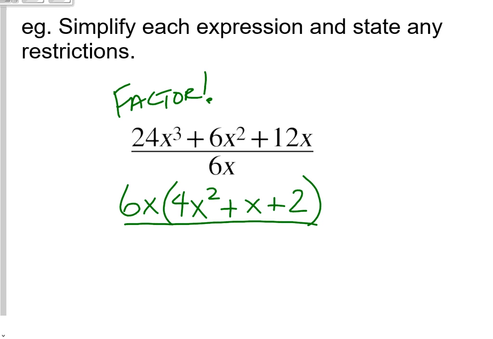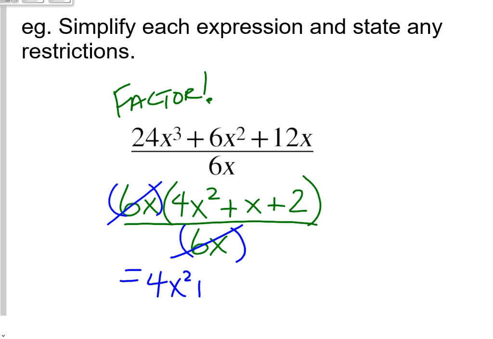And then in the bottom, I have 6x. And now I have a 6x. This is considered a factor. This is considered a factor. They can cancel out, leaving me with 4x squared plus x plus 2.